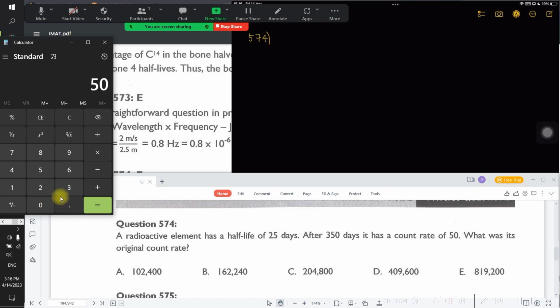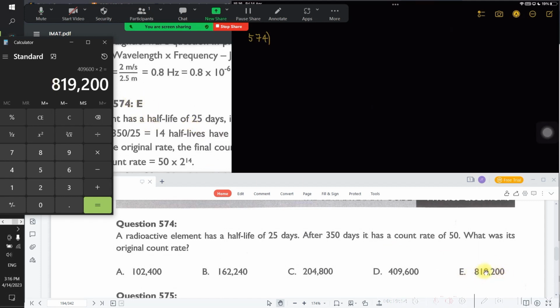So now 50 it's now. So after 1 half-life, it's this one. After 2 half-lives, 3, 4, 5, 6, 7, 8, 9, 10, 11, 12, 13 and 14 half-lives. Đó, xong 14 half-life nó sẽ ra được chừng này. So the answer is E. You can see E now.